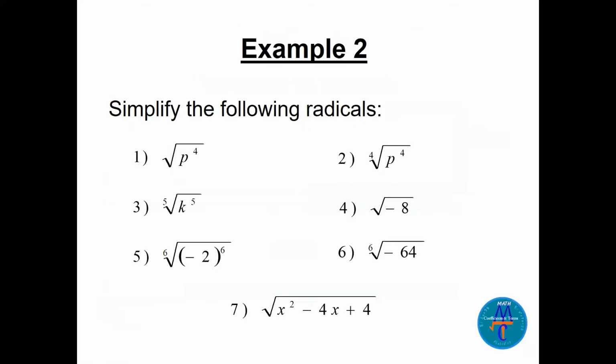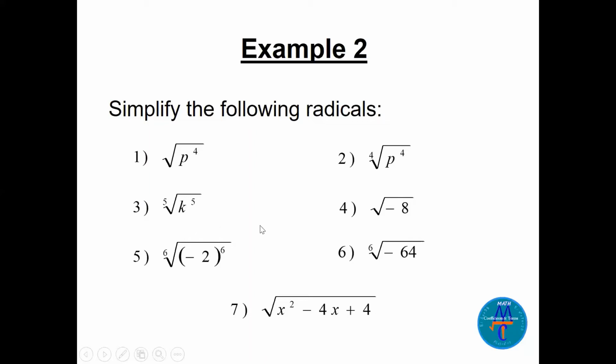Let's see, we have example 2.7, small parts. Simplify the radicals. Number 1, square root of p to the power 4. Number 2, fourth root of p to the power 4. Number 3, fifth root of k to the power 5.